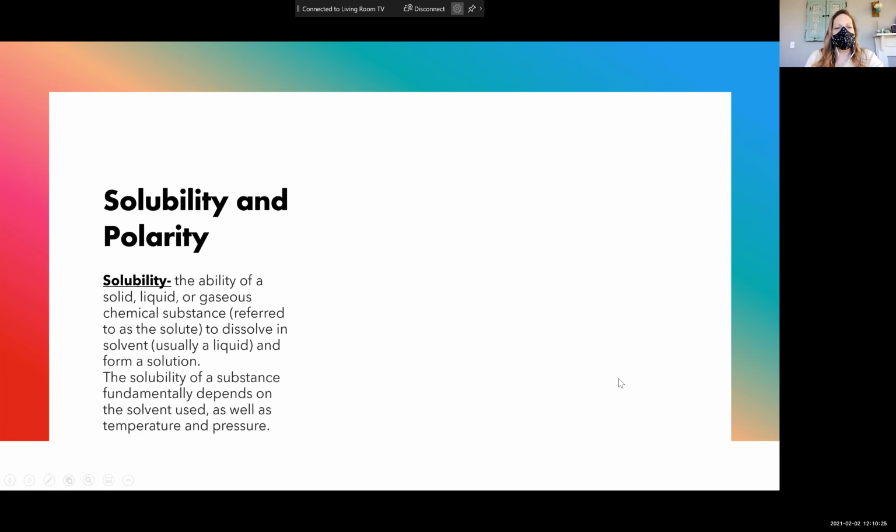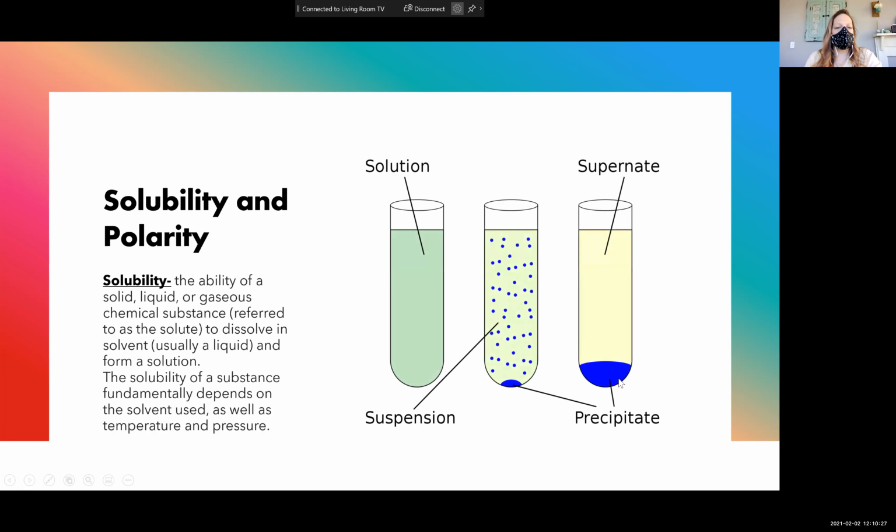So solubility and polarity. So what's solubility? Solubility is the ability of a solid, liquid, or gaseous chemical substance, what do we call that? Solute, to dissolve in the solvent, which is usually a liquid, but not always a liquid. And the solubility of a substance fundamentally depends on the solvent used, as well as the temperature and pressure. And there's also a couple of other things like surface area too.